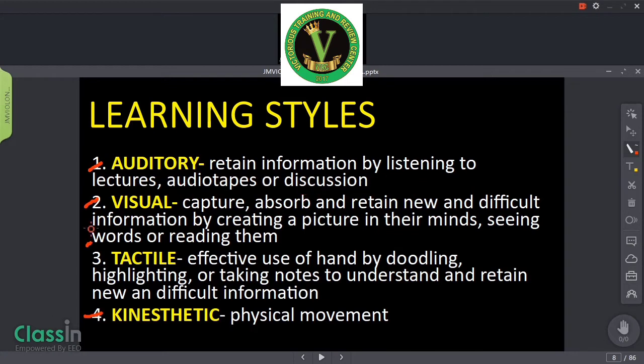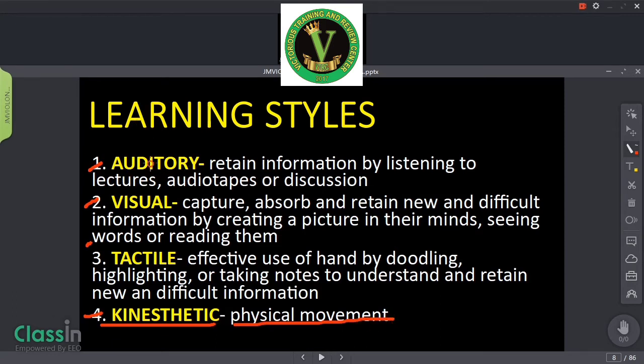On the other hand, when we talk about visual, they could capture, absorb, and retain new and difficult information by creating a picture in their minds, seeing a word, or reading them. So word mapping, for instance, and reading hard copies of books are very suitable for visual learners. The tactile, on the other hand, makes effective use of the hands by doodling, highlighting, or taking notes to understand and retain new and difficult information. And number four, we have the kinesthetic, which pertains to physical movement.